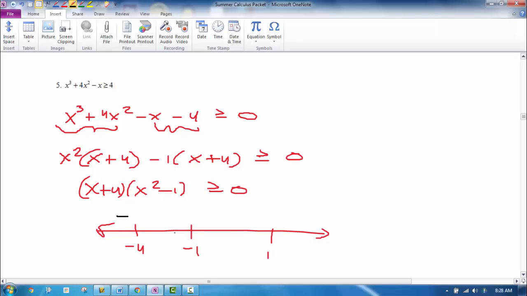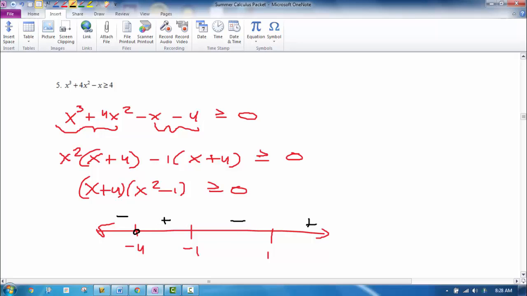And then pick a number between -4 and -1, like -2. That gives me a positive there and a positive here, so that would be positive. Now pick a number between -1 and 1, like 0. 0 gives me a positive here and a negative here, so that'd be a negative. And pick a number greater than 1, like 2, gives me a positive and a positive, so that would be back to positive.